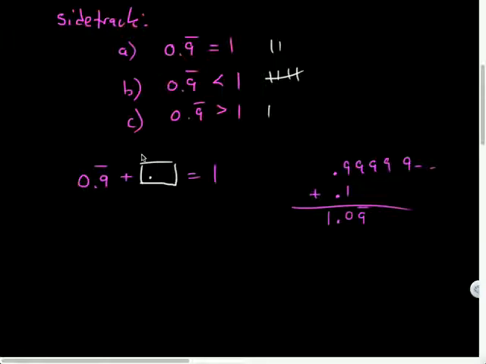Then someone might say 0.01, and then they'd end up with 1.009 repeating. And then someone might say like 0.0001, and then they'd have 1.00009 repeating, right? So the issue is the thing that you'd want to put there. Technically, what you'd need to put here is infinitely many zeros and then a 1.